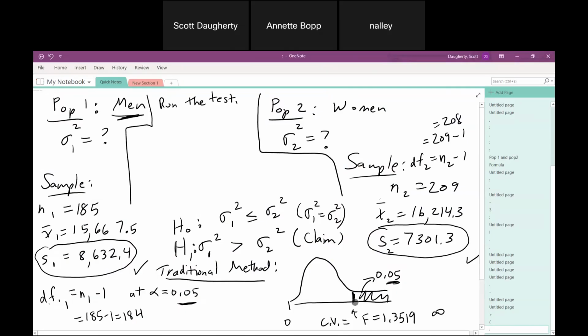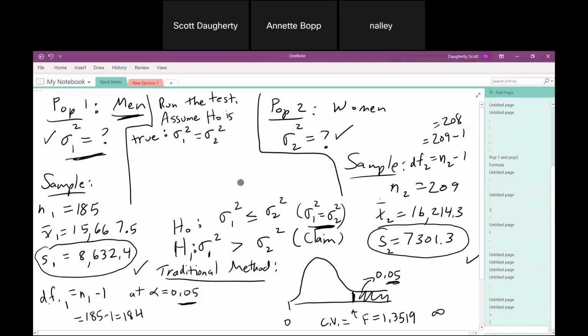Remember, this is the boundary that we use to decide whether we're going to reject the null or fail to reject the null. And now we're going to actually run the test and see what happens. Remember, when you run the test, the first thing you do is assume the null hypothesis is true. The test is based upon that assumption, which is that the population standard deviations here and here are the same. We're assuming the variances are the same, so the population variance over here is the same as the population variance over there.